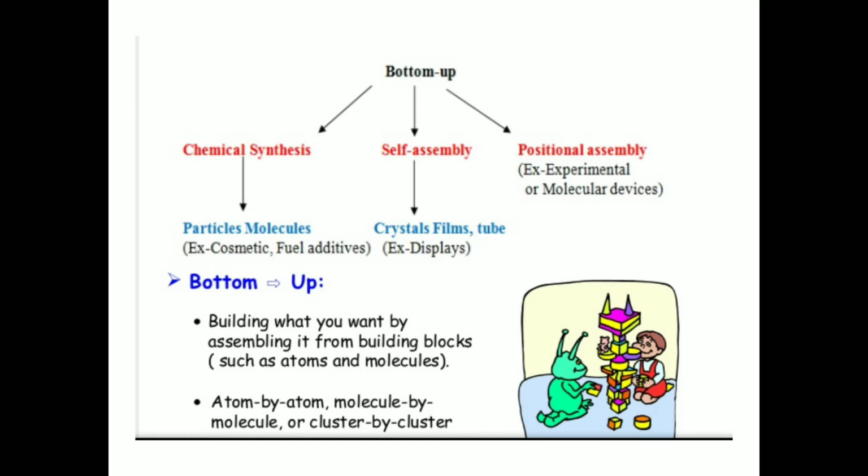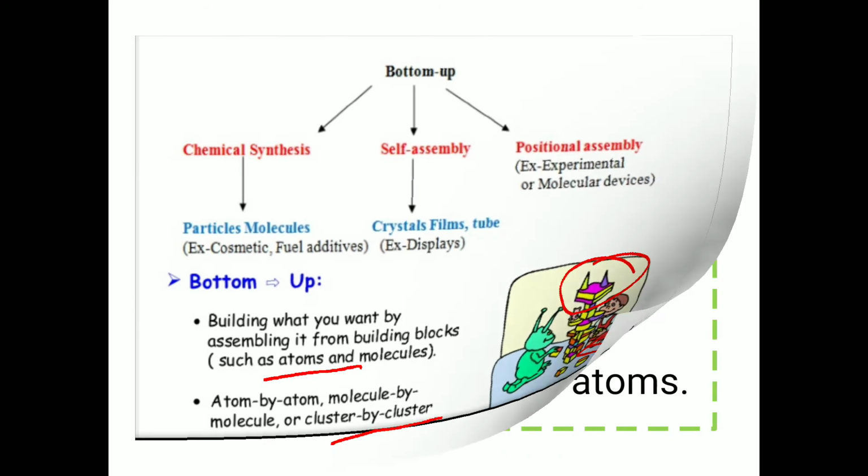If you want to make a building, then first we have to assemble the various building blocks, from short, then larger and then very large. In the case of nanomaterial, our building blocks are atoms and then molecules. That means in short, first we arrange atom by atom, then molecule by molecule or cluster, and then we get the final product, that is our nanoparticles.